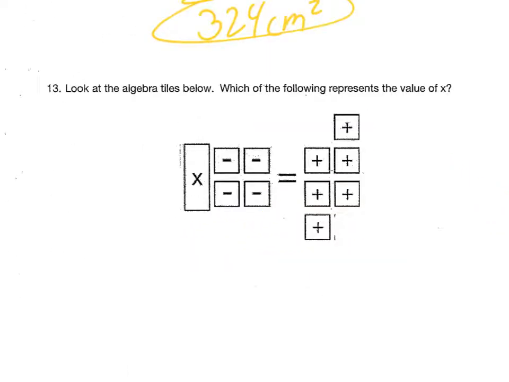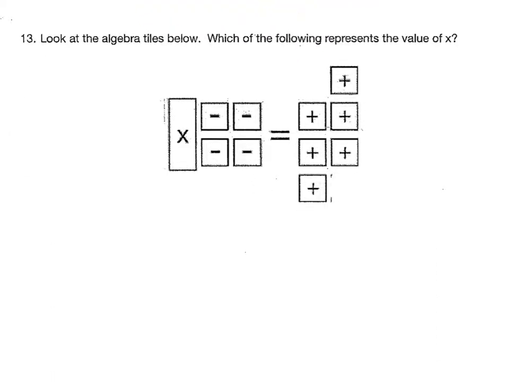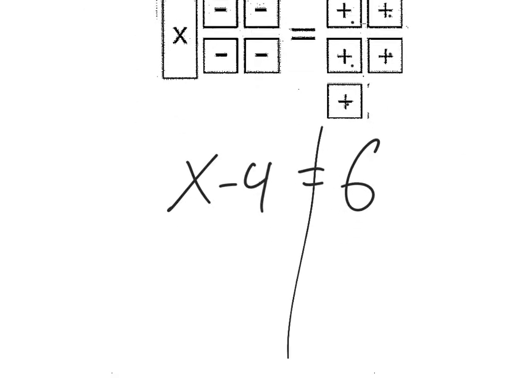Number 13, look at the algebra tiles below. Which of the following represents a value of x? I would recommend making this an equation instead because I think they're simpler and more straightforward to follow. So I've got x minus 4 on the left side, and I have 1, 2, 3, 4, 5, 6 positives on the right. Simplest way to do this is draw your line down the middle, add 4 on both sides, and you have x equals 10.